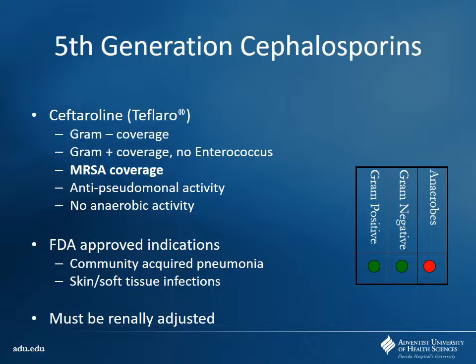So the things that the FDA approved this for include community-acquired pneumonias and then skin and soft tissue infections. Again, remember these in general need to be renally adjusted. Really, ceftriaxone is a big exception to that rule.